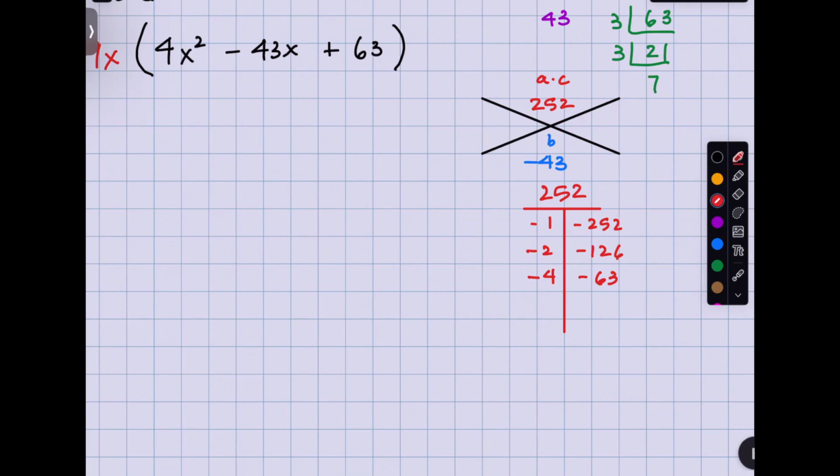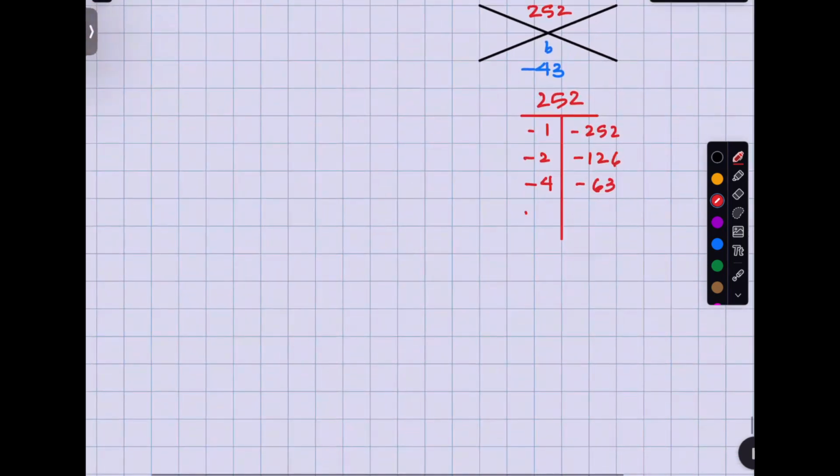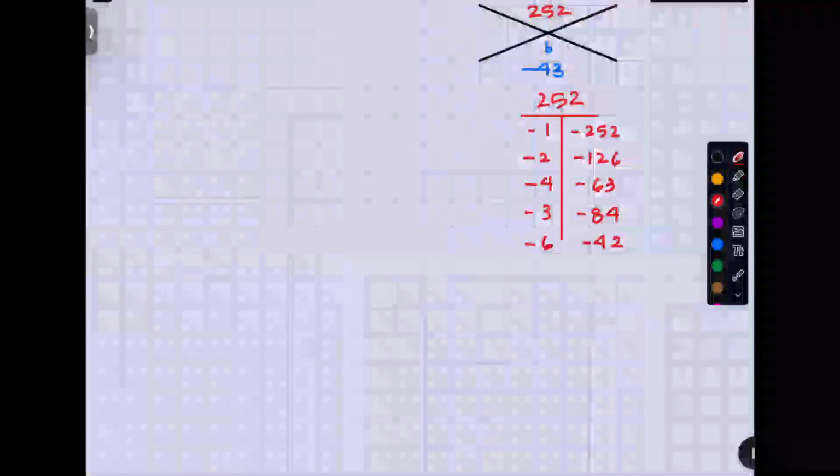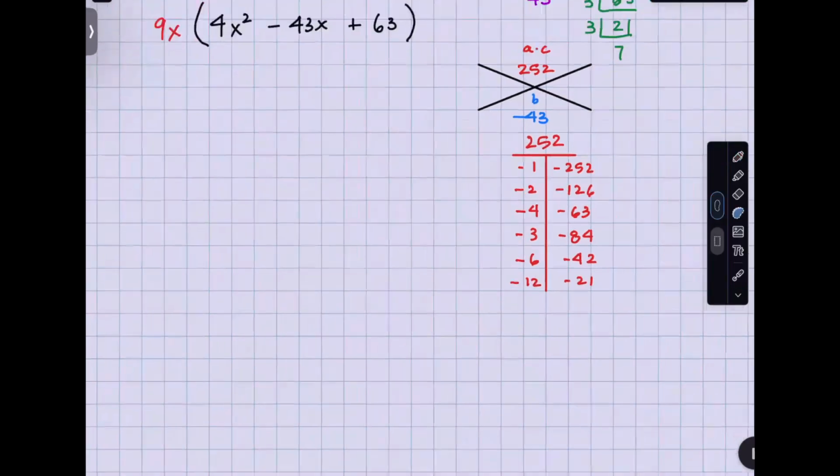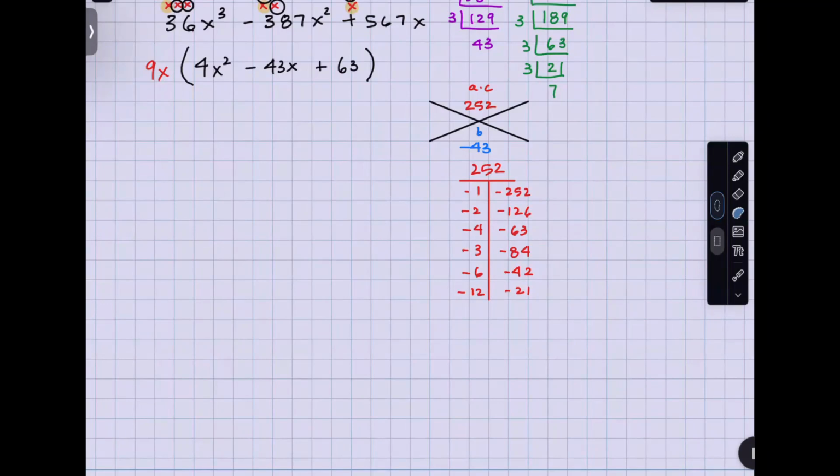Let's try negative 3. What's negative 3? Huh? 84. Negative 84. Let's double that. Negative 6, 42. If we double that, negative 12, that'd be negative 21. Is that right? Uh-oh. What happened?